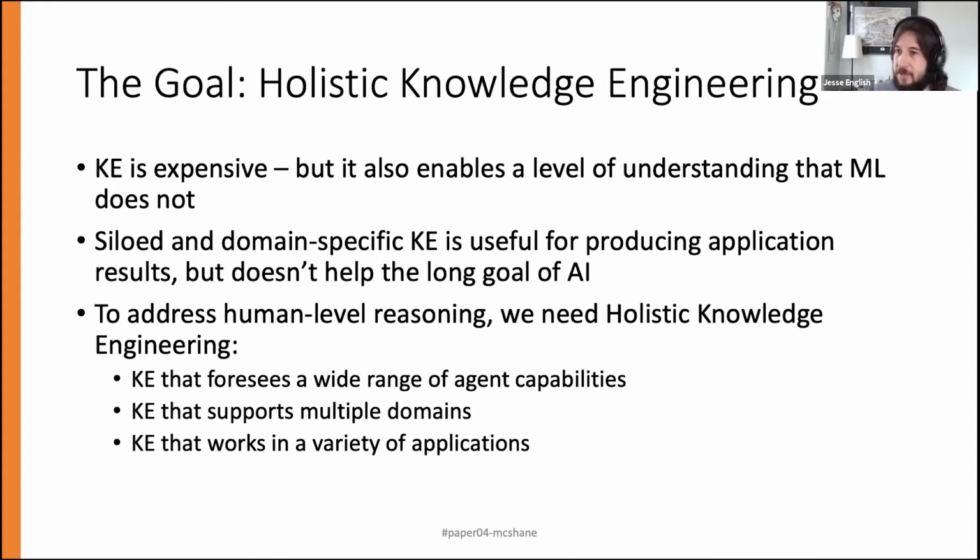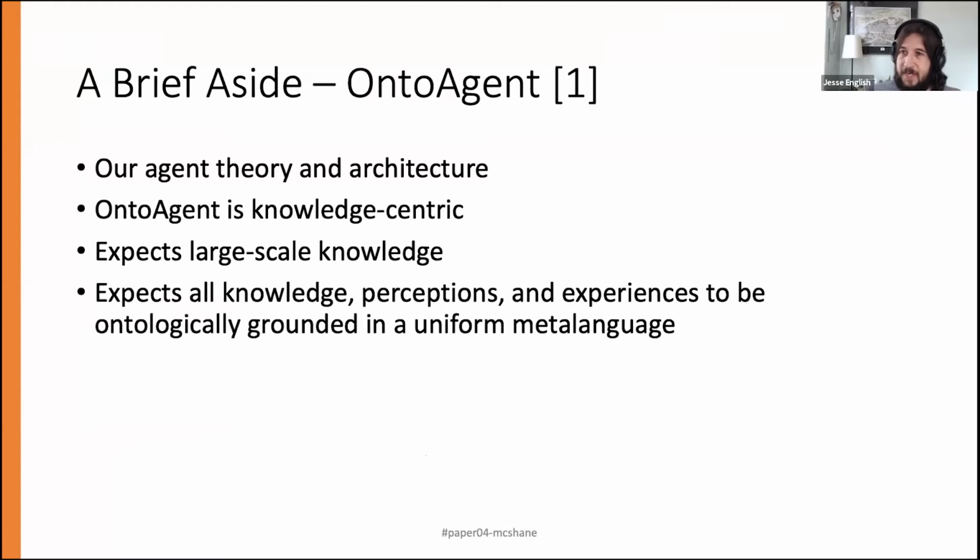In order to do that, the knowledge engineering that we need, it has to be holistic. And so what do we mean by that? It needs to foresee like a wide range of agent capabilities. It has to support multiple domains. It needs to work in a variety of applications. If you just spend a bunch of time making a knowledge base that's really about one very specific thing and really like props up one particular application, like great, you have a great application, but you haven't really progressed the field at all there.